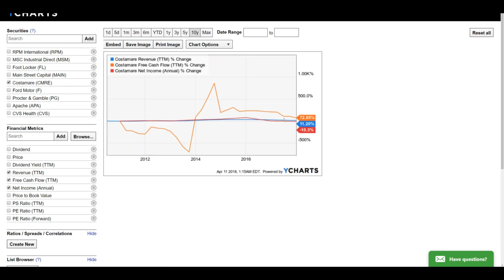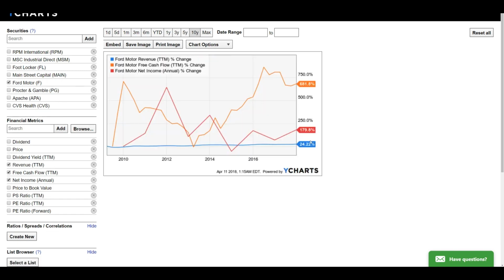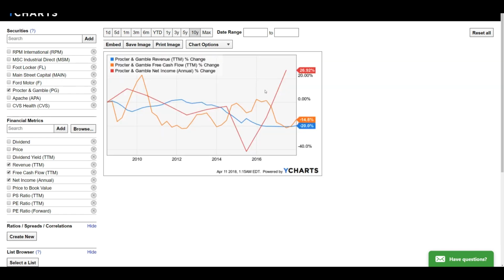Costa Mare, we do have negative net income. I like to see positive there. Ford all has positive, and look at that free cash flow. Free cash flow is what's going to pay your dividend in some of the down markets. When their earnings aren't all there, they have to pay out of their free cash flow. That's where that dividend money is coming from.